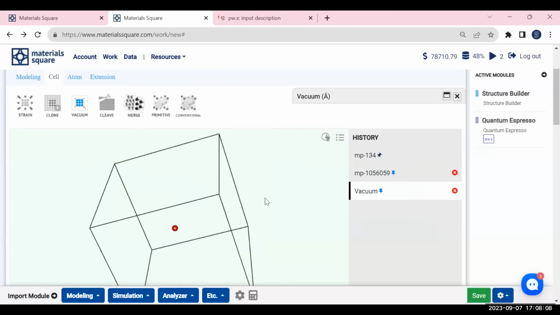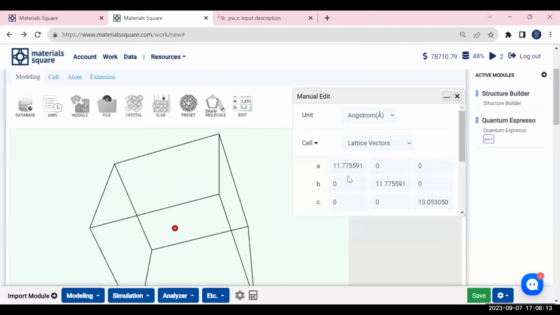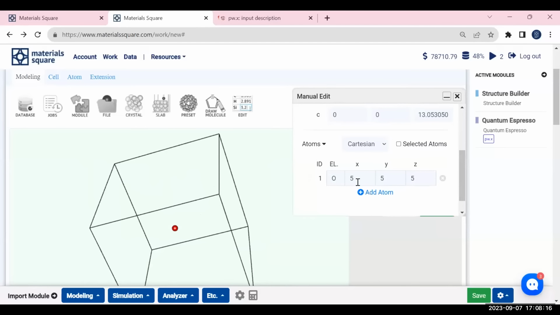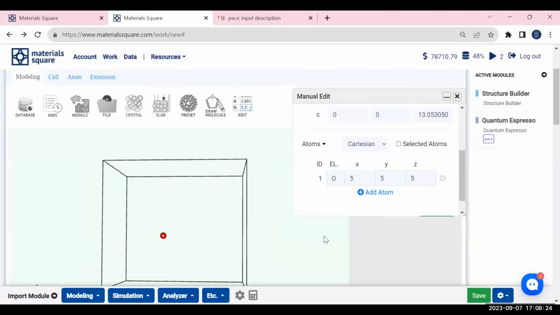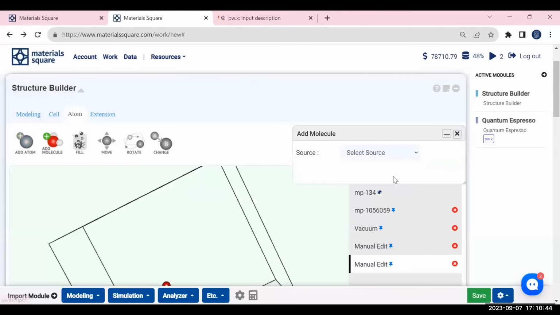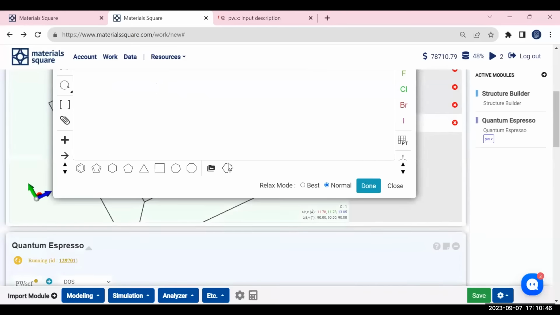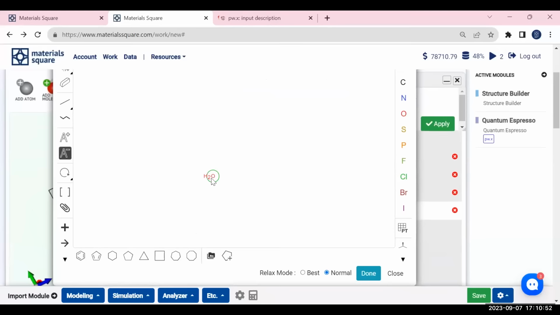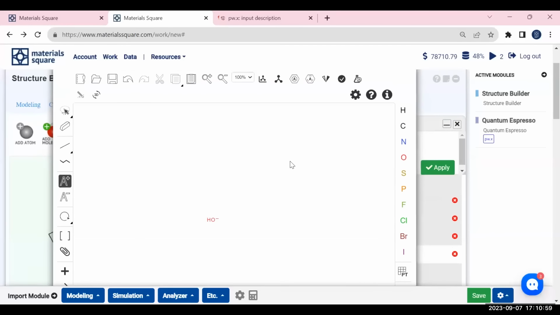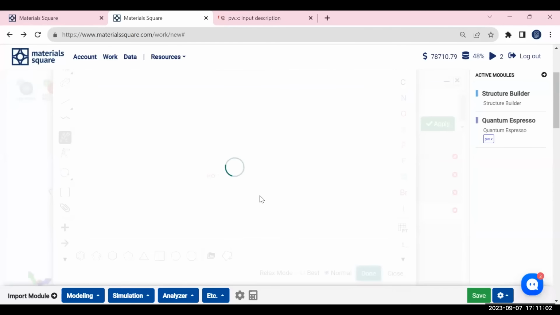So what I will do, I will go to the edit in here, and you will see your atom. It is actually placed into the center. No, it's not exactly into the center. Maybe like draw molecule. Maybe this is O2. Okay, done.